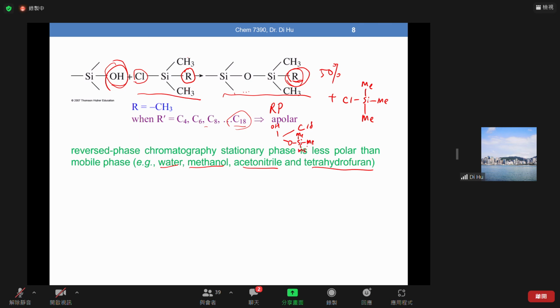By doing so, it helps to cap the remaining active sites on this reverse phase column and reduces this kind of secondary adsorption. And nowadays, 75% of the work in HPLC is reverse phase chromatography.